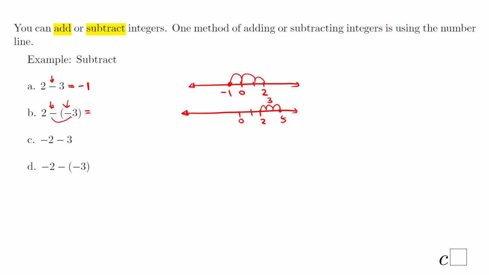If you have a double negative, you can change it into a positive, so that is 2 plus 3, and that will be 5. Let's see C. We're gonna go to -2, 1, 2, and then we have this minus, so that means left 3 units, 1, 2, 3, that will be -5.